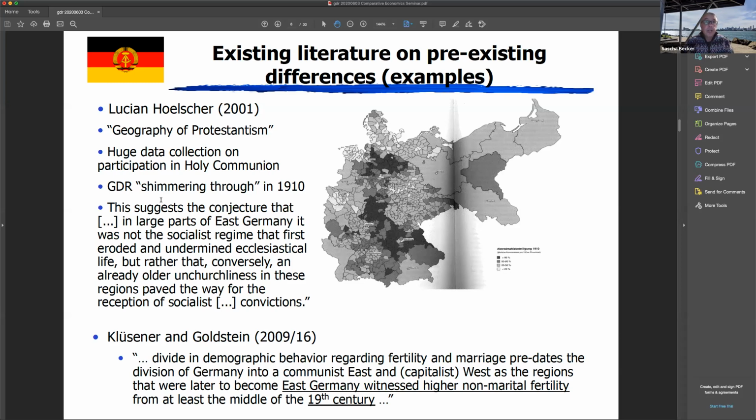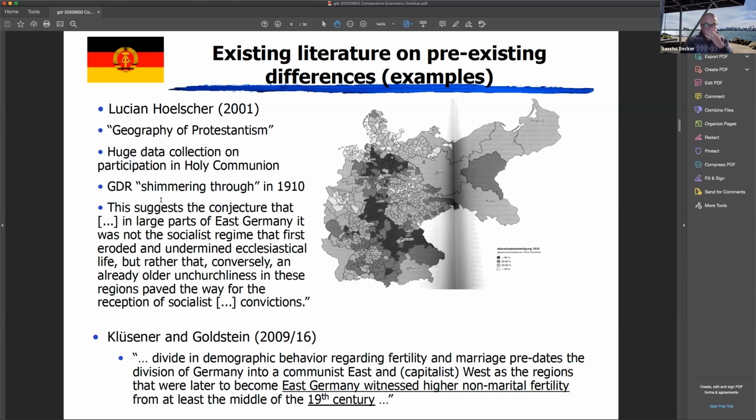And he says verbally, this suggests the conjecture that in large parts of East Germany, it was not the socialist regime that first eroded and undermined ecclesiastical life, but rather that, conversely, an already older unchurchliness in these regions paved the way for the reception of socialist convictions. So Hölscher says, well, looking at 1910, well ahead of the GDR, there is one particular variable that may not necessarily be of interest to all economists, church attendance, but in that variable, we see the GDR border shimmering through.